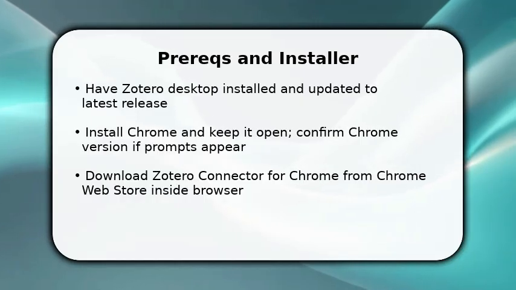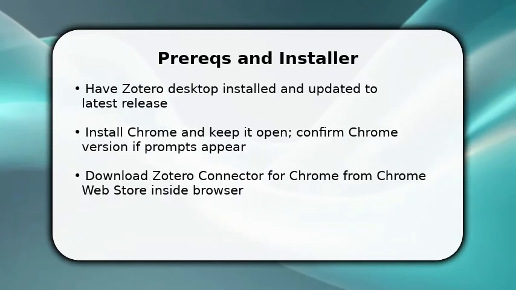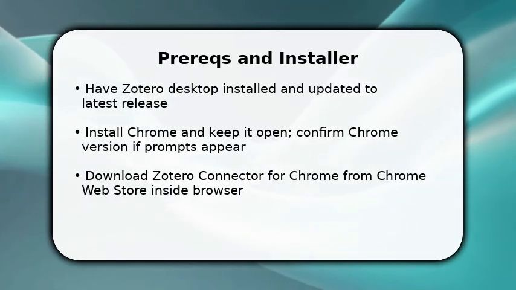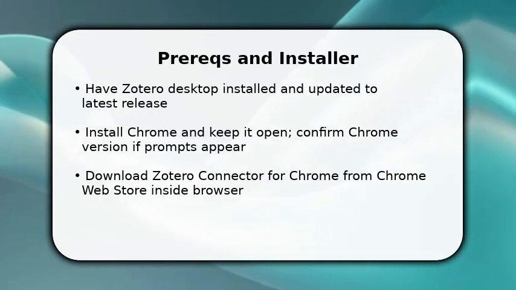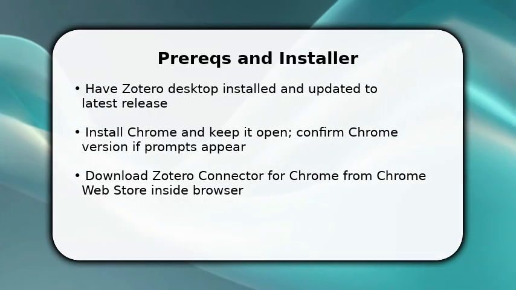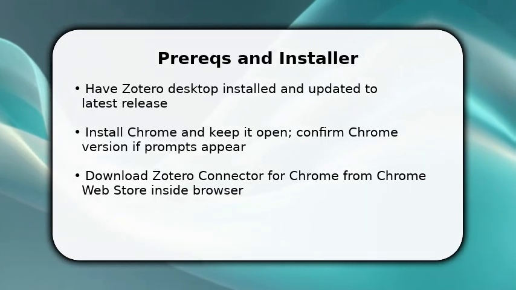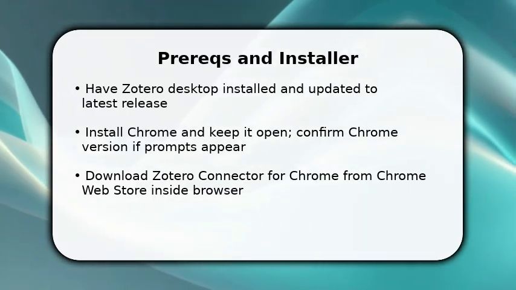You start by confirming prerequisites. Zotero desktop must be installed and running. Once done, open Chrome so the browser can accept the connector. Now install the Zotero connector extension from the Chrome Web Store. You need to allow the extension install prompts.